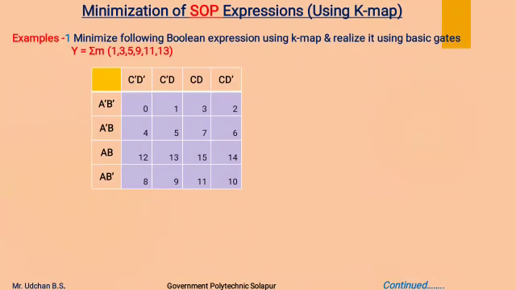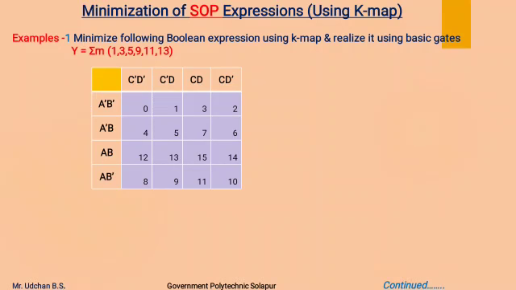Now this is our first example. We are going to minimize this expression using K-map. The given expression is y is equal to summation small m 1 3 5 9 11 13. Summation and small m indicates that the given equation contains min terms, that is the given expression is in SOP form. Now as the min terms are in the range of 0 to 15, we are going to use a 4 variable K-map. The structure is shown over here.